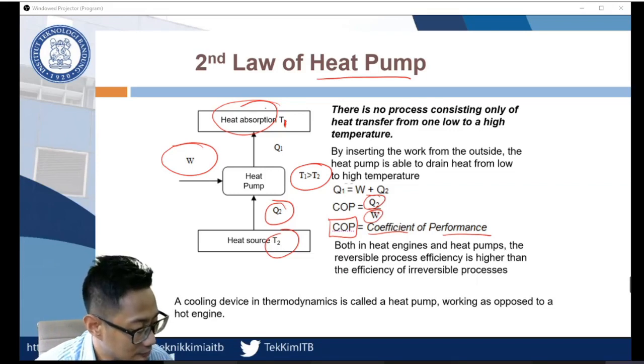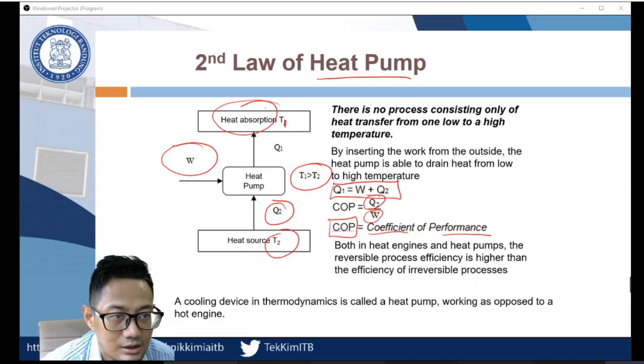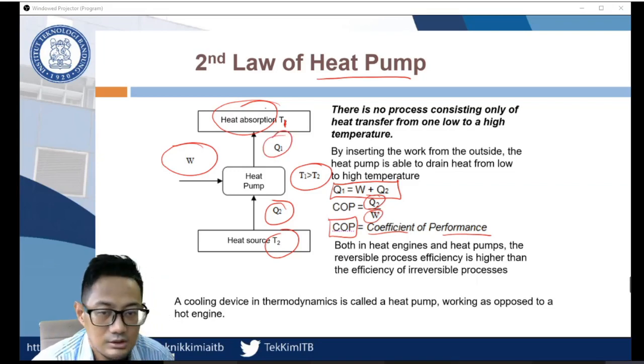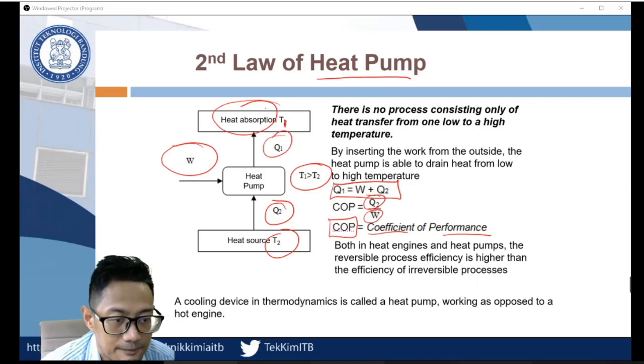Don't forget that we will always use the first law of thermodynamics, the law of energy conservation. Q1 is equal to work plus Q2. Okay.